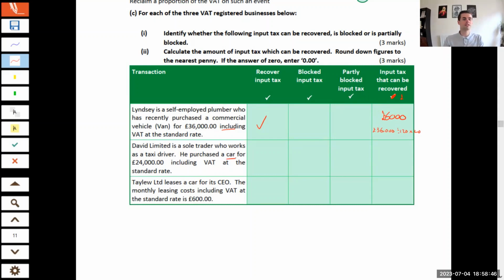and you go, oh, it's a car. I know all the rules around cars. If it's not wholly for business use, he can't reclaim it. It's part, we have to proportion it, etc. The trick is he's working as a taxi driver. Taxi drivers are able, or if the vehicle is used wholly as a taxi, it can be reclaimed. So again, you just have to be aware of that.